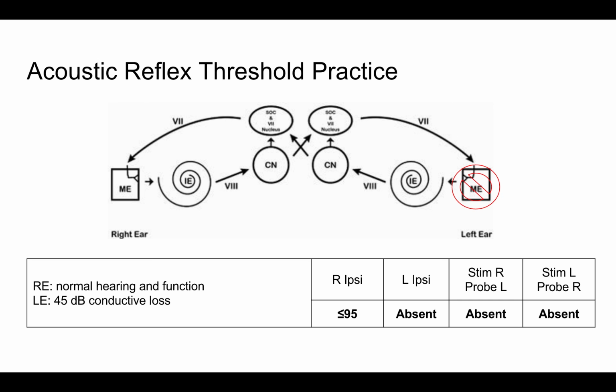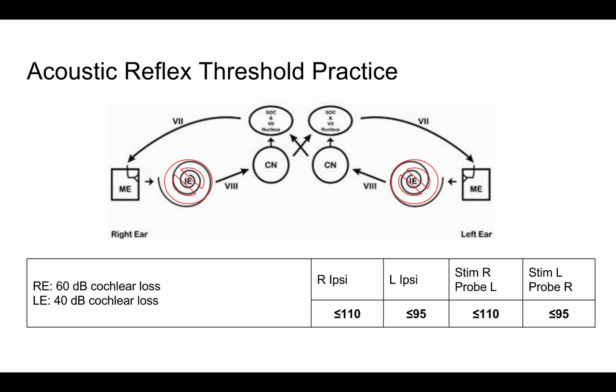So although we could have changed that from absent to present, in most cases it probably would be absent. A good rule of thumb is that when you have air-bone gaps in the stimulus ear greater than 30 dB, you're probably going to have an absent reflex. Hopefully that explains why we have an absent reflex there. Let's move on to number two.